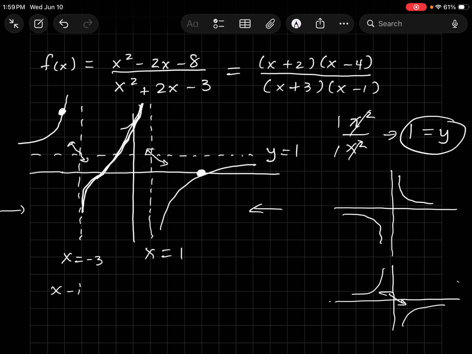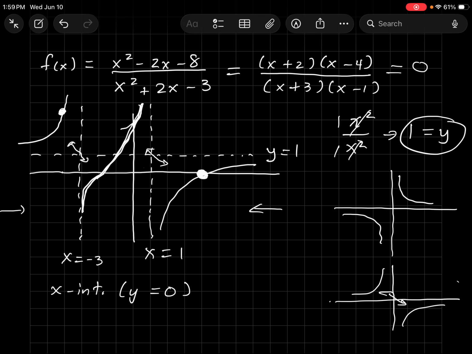x-intercepts as well. Now I already have one of the x-intercepts when y equals 0. I already have it here. It's one of the points I chose. So to find the other one, or if I hadn't found the first one, I want to set f of x equal to 0, which is where the numerator equals 0, right? The entire function is 0 when the top is 0 and the bottom is not also 0.